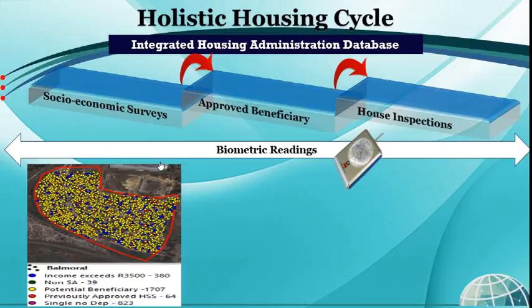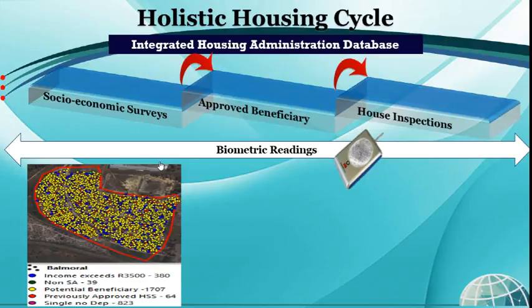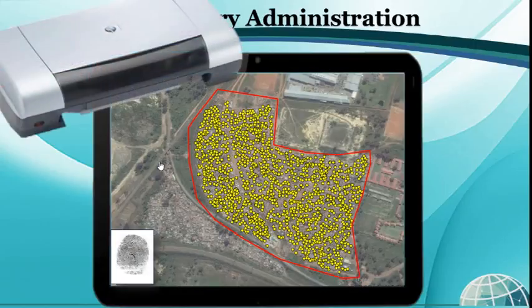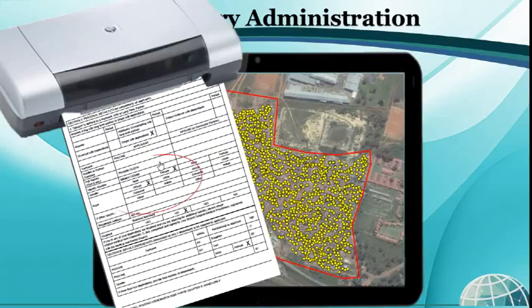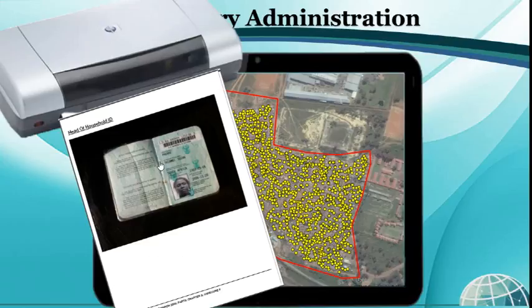The potential beneficiaries identified during the socio-economic survey fieldwork form the base of the second step, the beneficiary application approval. The data collector receives the work order for only the potential beneficiaries on site. He records the biometric reading, and only if the reading matches the initial biometric reading, the beneficiary application is printed with the pre-populated data and supporting documents embedded in the database.